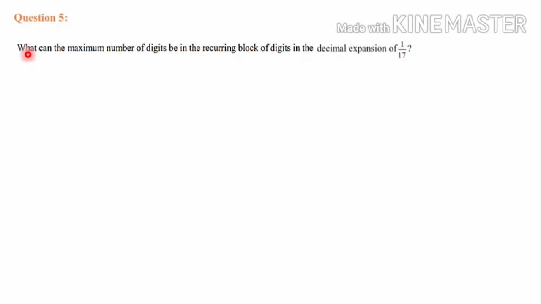Next, we shall discuss question number 5. Question is, what can the maximum number of digits in the recurring block of digits in the decimal expansion of 1 by 17? Perform the division to check your answer.